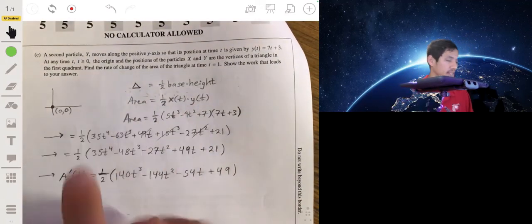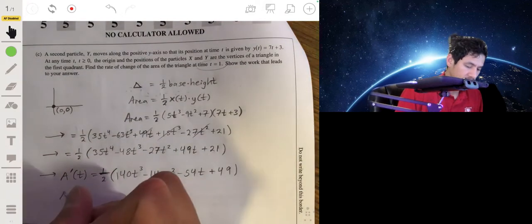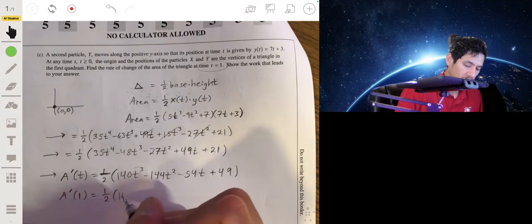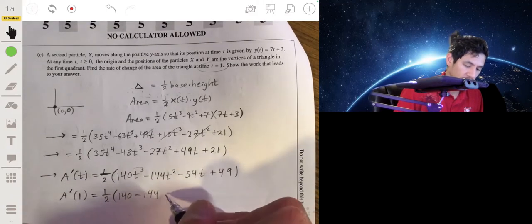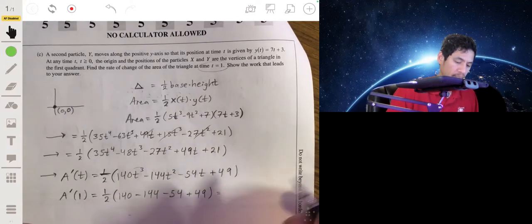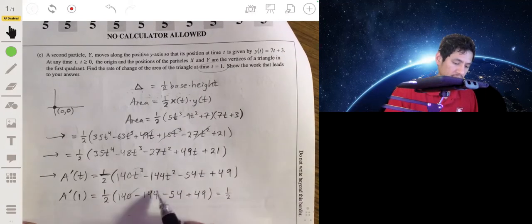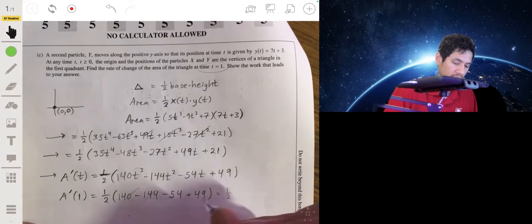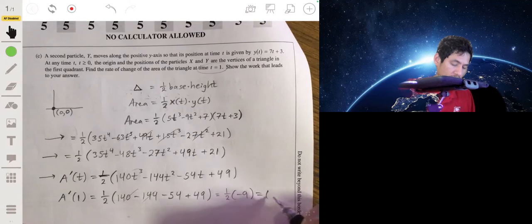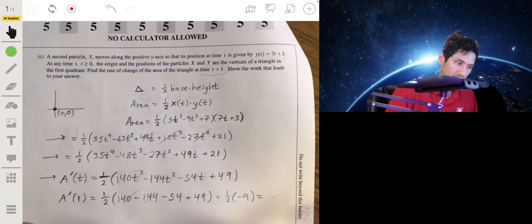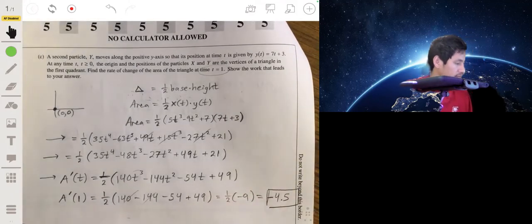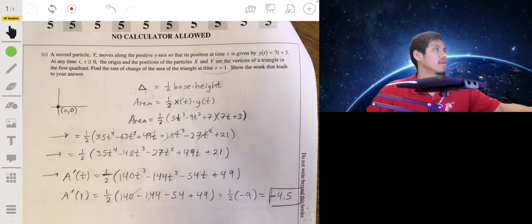And then we just plug in 1 into here to figure out what's going on. T equals 1. So A prime of 1 gives me 1/2 times 140 minus 144 minus 54 plus 49. So that'll give us negative 4, negative 58, so negative 9. And our answer will be negative 4.5. And there you go. That's all there is to it.